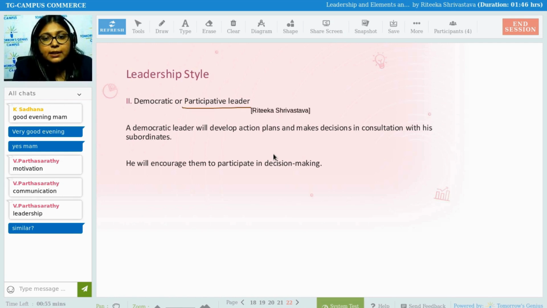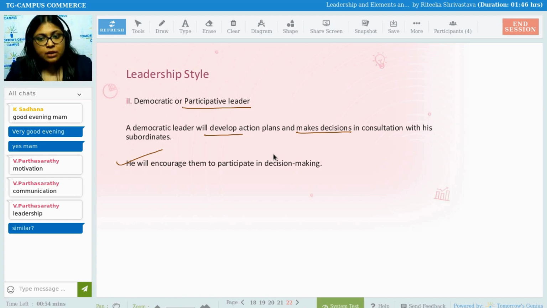Second is democratic or participative leader. So the second style of leadership is democratic or participative. So with the name itself, now you all have gotten the idea what it means. A democratic leader will develop action plans and make decisions in consultation with his subordinates. He will encourage them to participate in decision making. So a democratic leader is the leader who will give every subordinate equal chance, equal opportunity to involve in decision making, to participate in decision making. Such kind of leaders are called democratic leaders or participative leaders, wherein they are going to give equal chance or equal opportunity to every subordinate to participate in decision making.